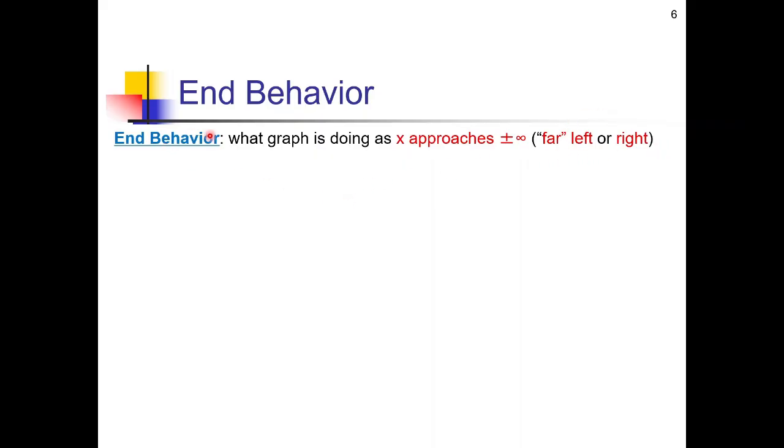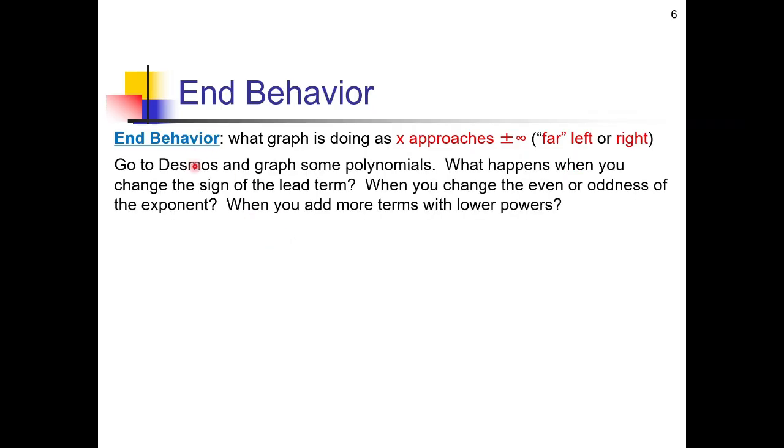So to figure out what this end behavior looks like, we're going to do a little experiment. This would be a good time for you to go to Desmos, the graphing part of it, and graph some polynomials. While you're doing this, pay attention to what happens specifically when you change the sign of the lead term, and then try changing the even or oddness of the exponent in that lead term. And then, how about when you add more terms with lower powers after that? So there's really three things to test out. Pause the video, play around with it, and then you can watch me play around with it for a bit, and then we'll come together with some conclusions.